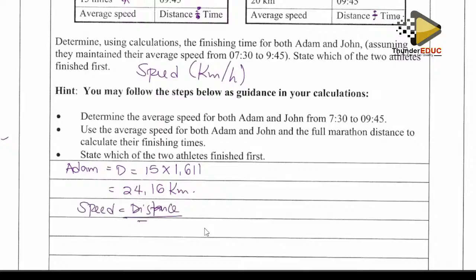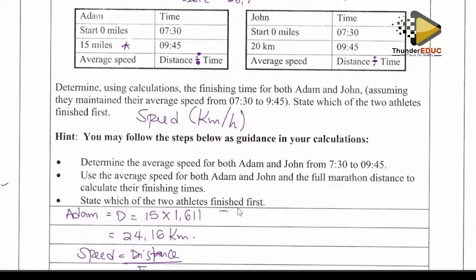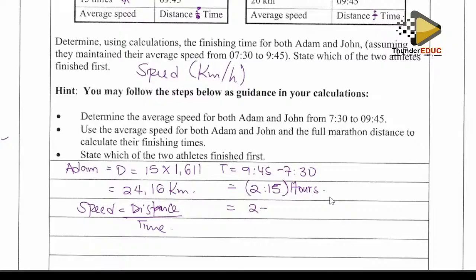So what divided by what? Distance divided by time. Now the time they have used, when you look at it critically, is almost 2 hours 15 minutes. Because we need everything to be in hours, what are we going to do? The 15 minutes becomes 15 divided by 60. So the time used is 2.25 hours. So now our speed is easy to get.